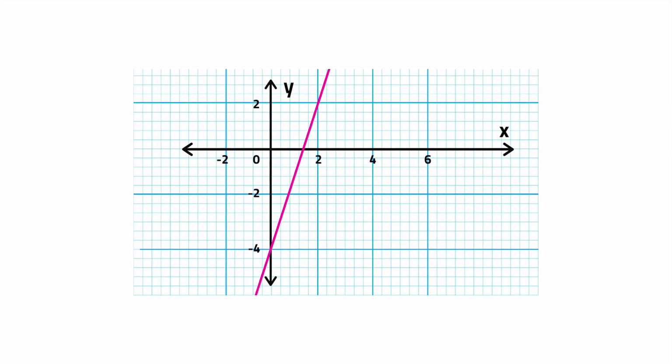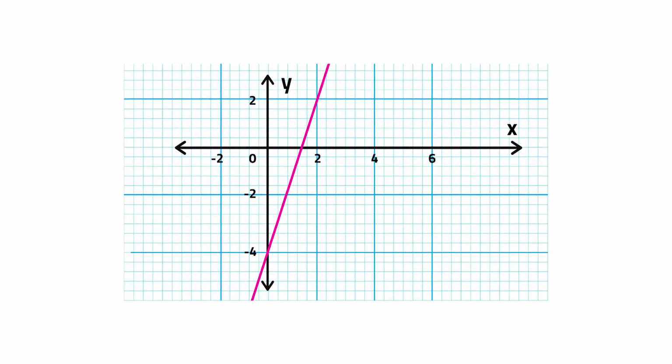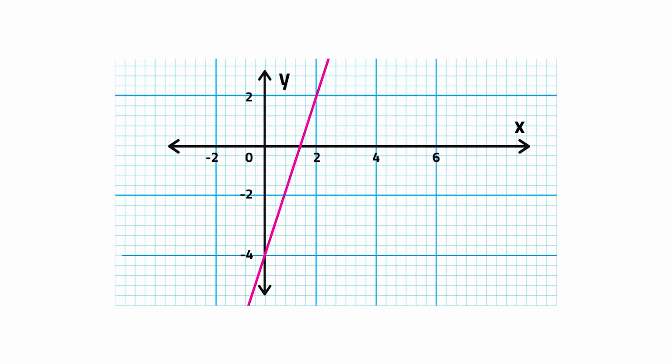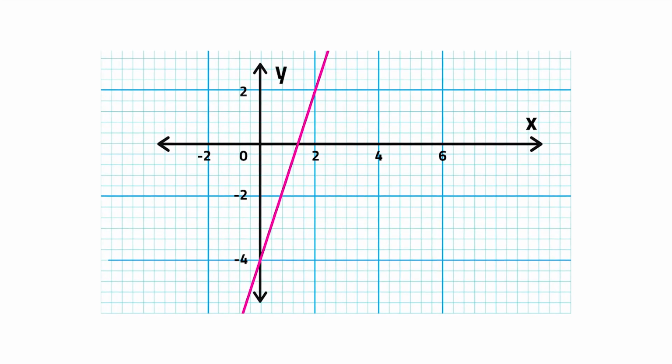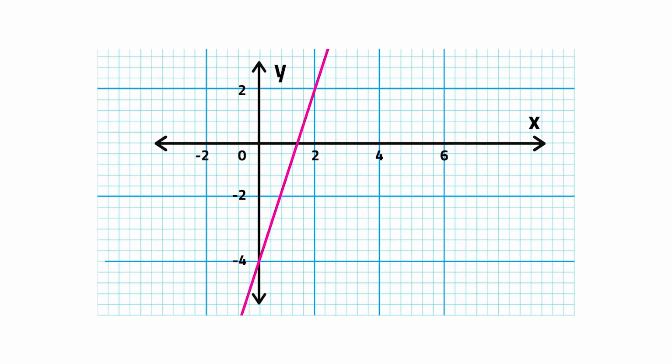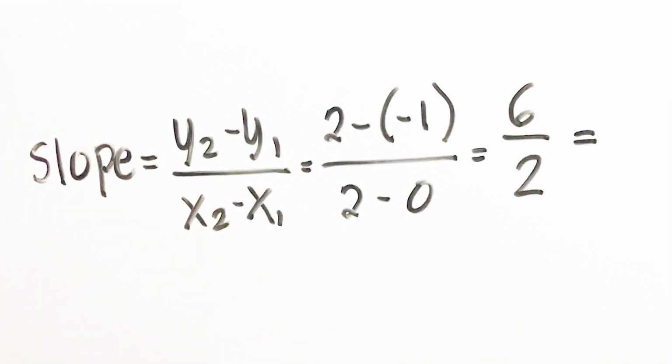Let's discuss. To find the slope of a line, locate 2 points on the graph, choosing points whose coordinates are integers. We will use 0, -4, and 2, 2. Then, we will use the rise over run formula to find the slope of the line. The slope of the line is 3, a positive number. So this means it is a rising line.